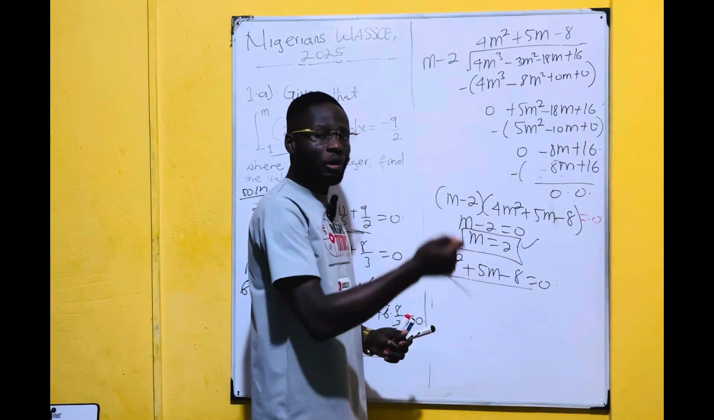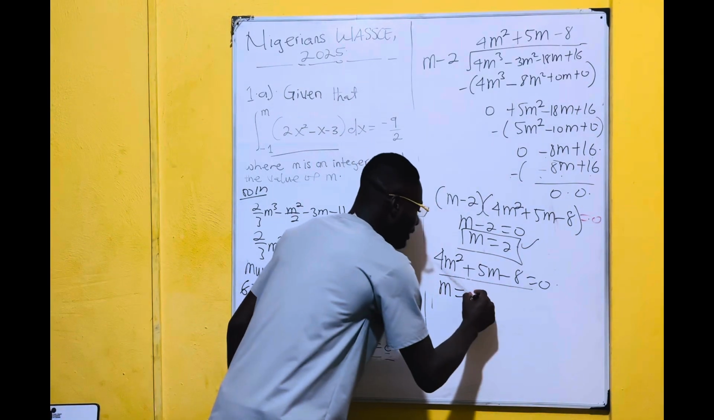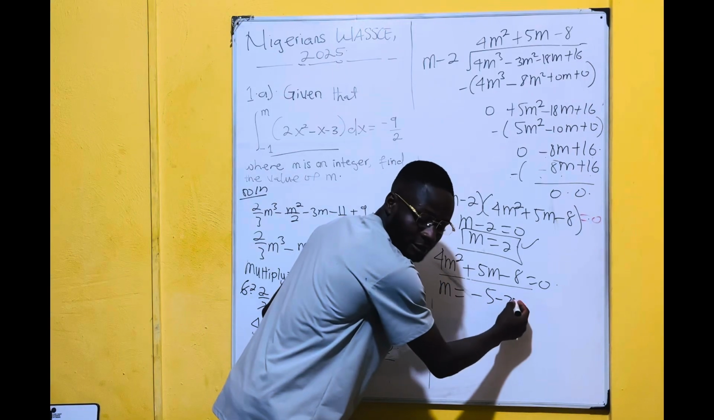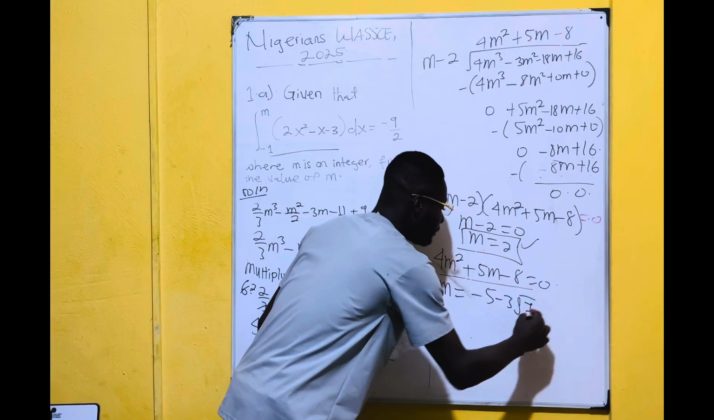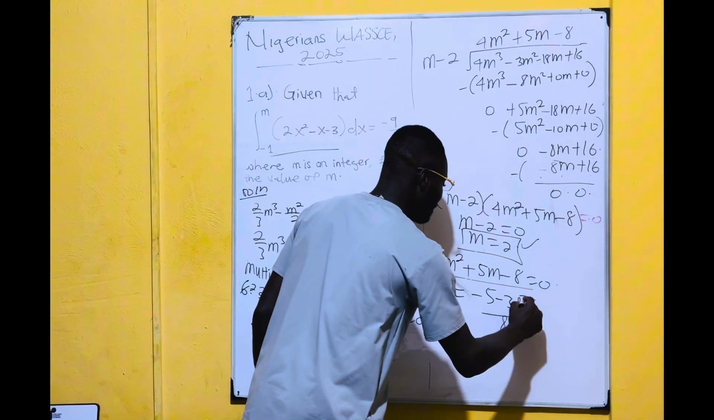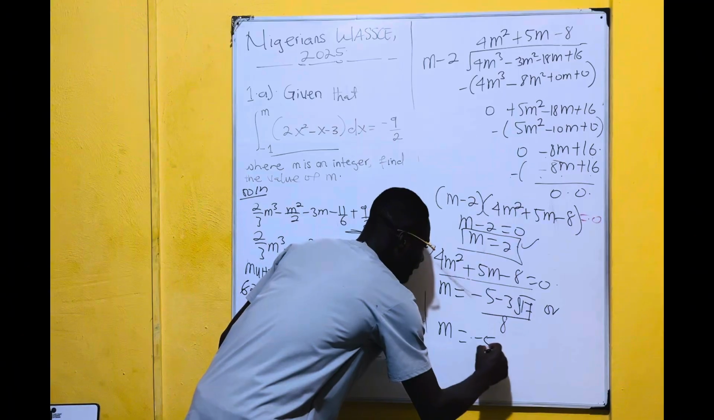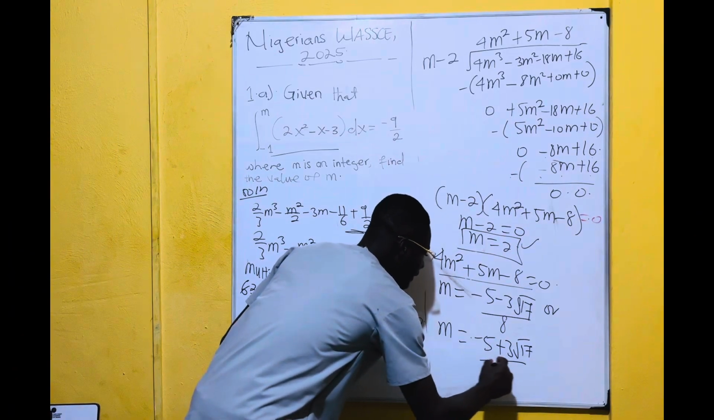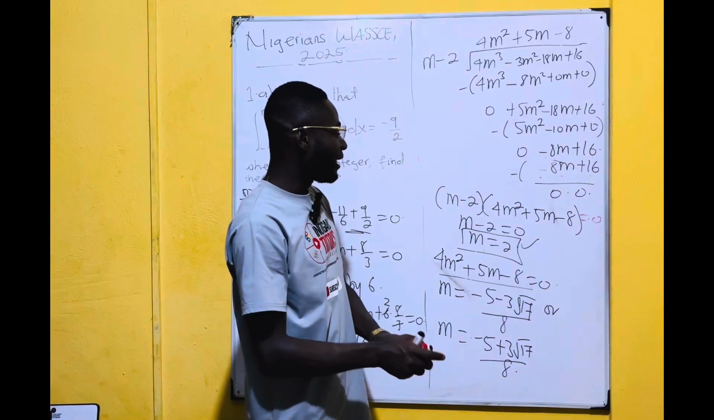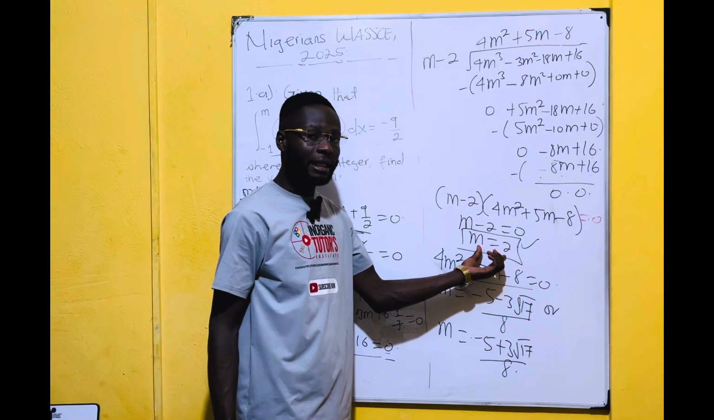When you use the quadratic formula, you're going to have m equals negative 5 minus 3 square root of 17 divided by 8, or m equals negative 5 plus 3 square root of 17 divided by 8. And this is a decimal, this is also a decimal. Therefore, the value of m is 2.